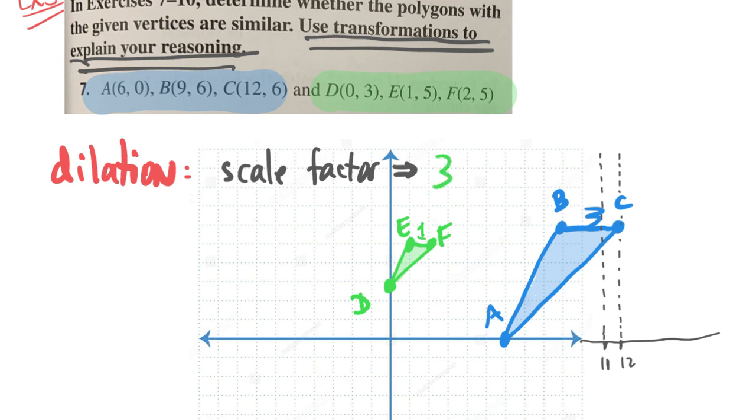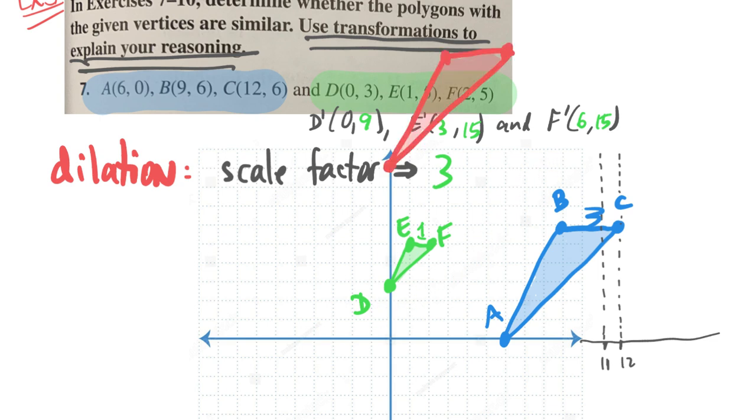So if we go from the small one to the big one, we have to multiply all the coordinates by 3. So we're going from green to blue. So let's take the green coordinates and multiply them all by 3 and see what we get. Well, everybody times 3 gives us (0, 9), (3, 15), and (6, 15). Where would that be? That would make this little green guy dilate up to the red guy. And now notice they're the exact same size.